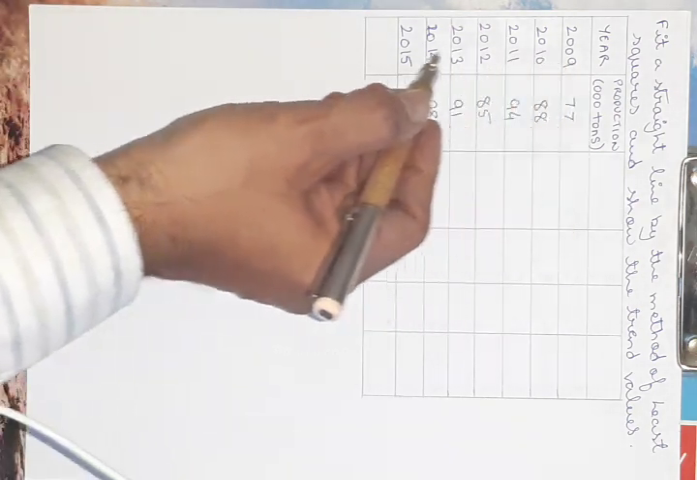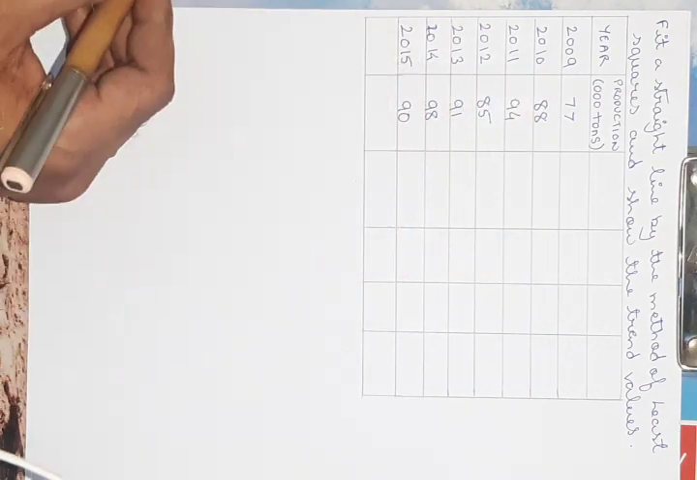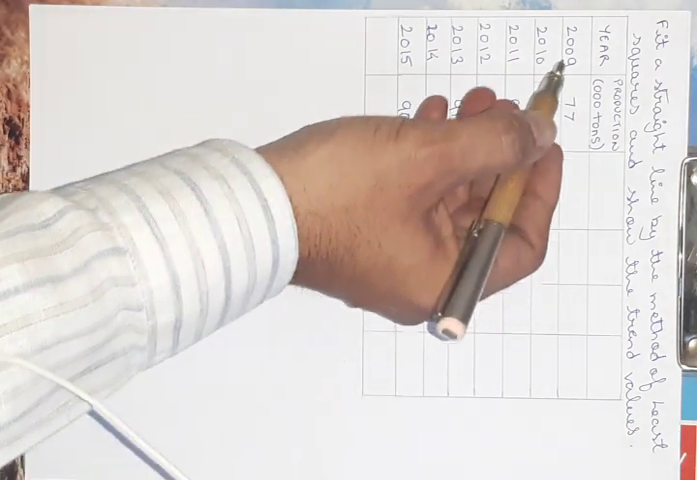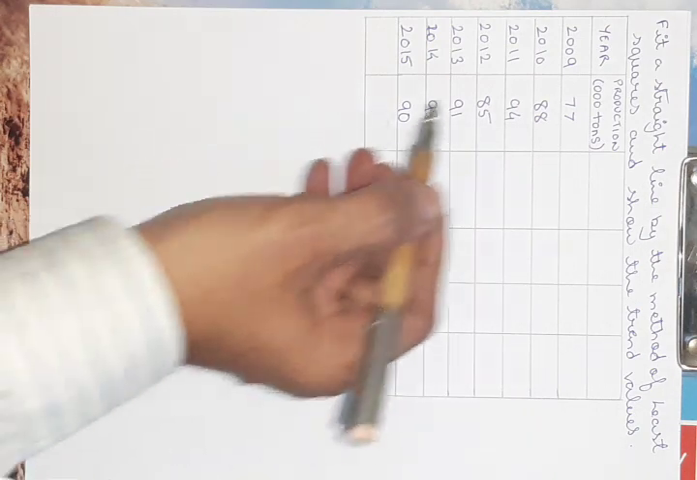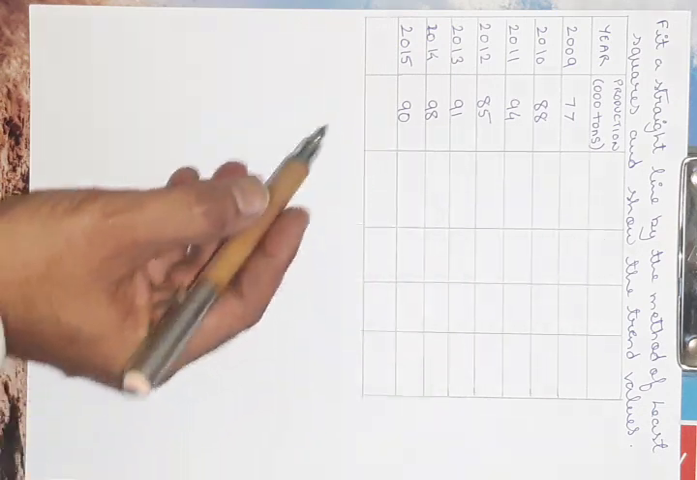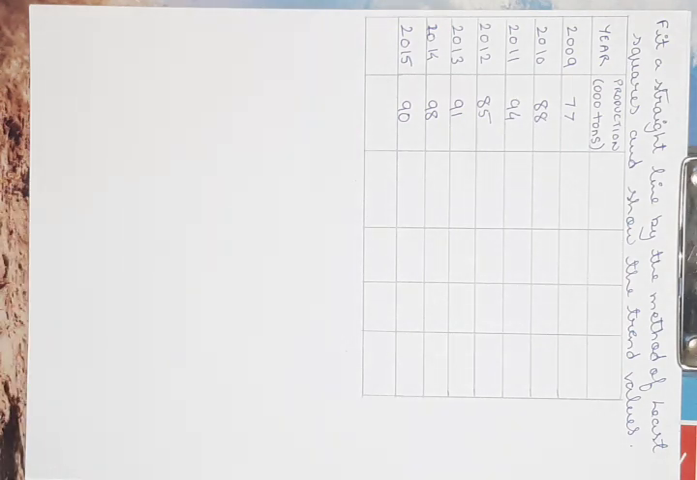First is the year, that is 2009, 10, 11, 12, 13, 14, 15. Similarly, production in terms of tons is given. Like in the year 2009, the production was 77,000 tons. In the year 2010, the production was 88,000 tons. So likewise, in the year 2015, the production was 90,000 tons. So we need to fit a straight line equation, and we need to calculate the trend values of the same. So how can this be done?